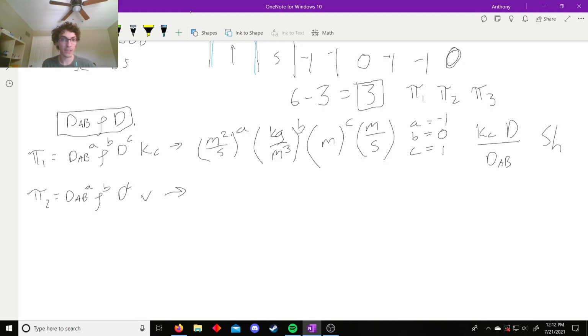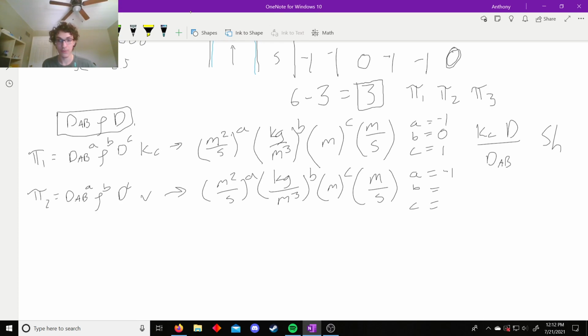And if we, again, go out and write all the units out, meters squared per second, we have kilograms, meters cubed, meters, and actually it turns out velocity is also meters per second. It's the exact same units as our mass transfer coefficient. So we don't even need to do any real work here. We've already done it up here.